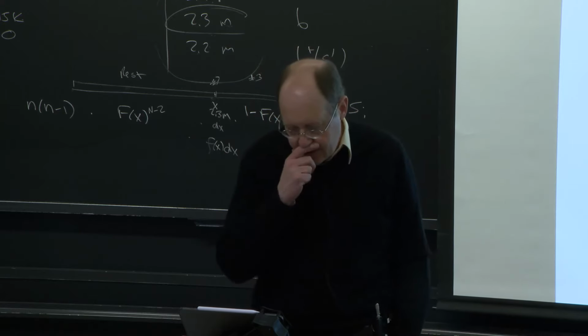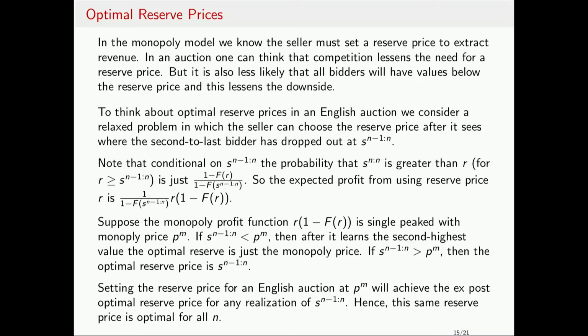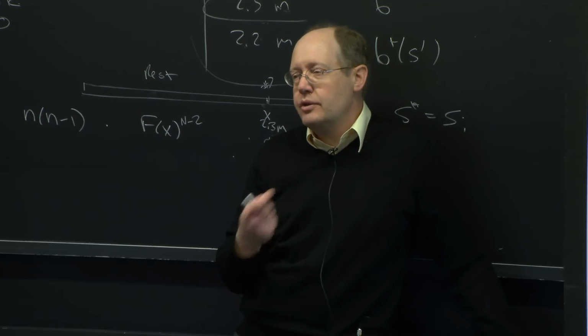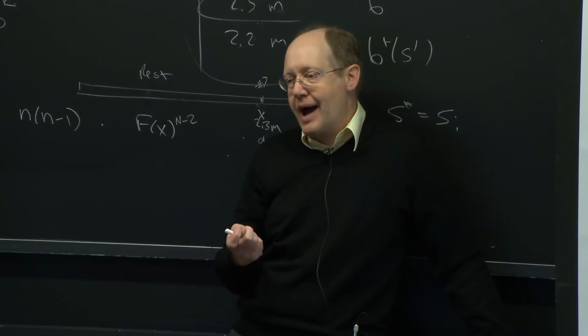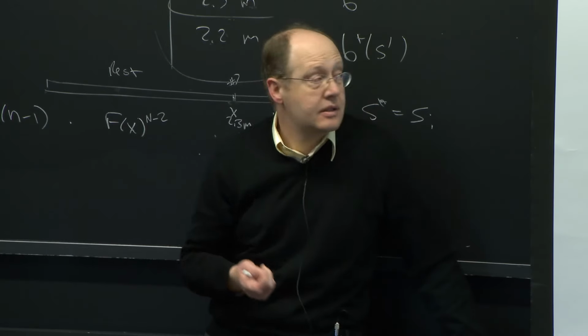So let me just think about reserve prices. What's your intuition: if we now go into an auction, do I want to set a reserve price in my auction or do I not want to set a reserve price? With one bidder, you need a reserve price, and you want it set equal to a half. What would I do with n bidders?